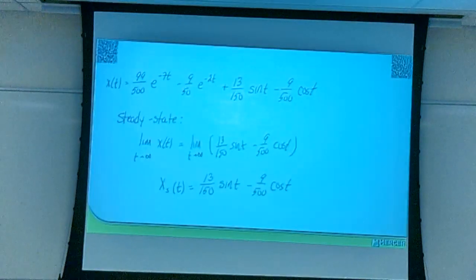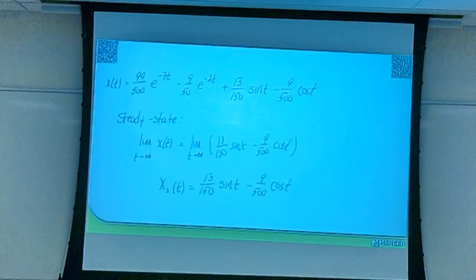Notice this was our particular solution here. So what does the steady state solution mean? Well, it just means given enough time, that's going to be the motion. That's going to be the position of your mass. So what's the difference between the particular and steady state? In this case, there was none.